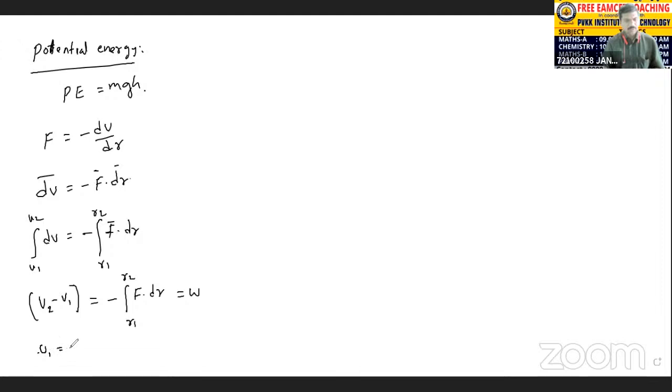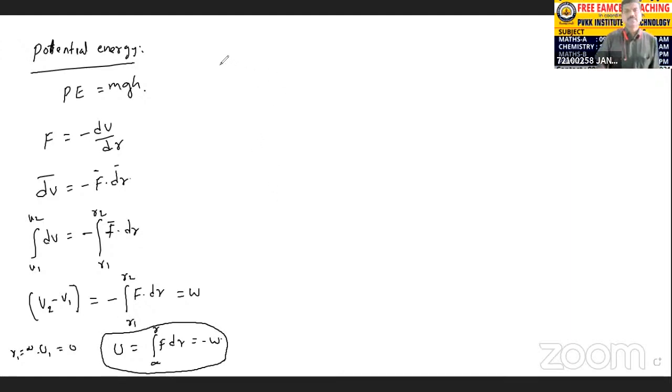Therefore, in this formula, U1 is equal to 0 where r1 is equal to infinity. So potential energy U is equal to the integration of F into dr with the limit infinity to r, that is equal to minus work done. This is the formula for potential energy.